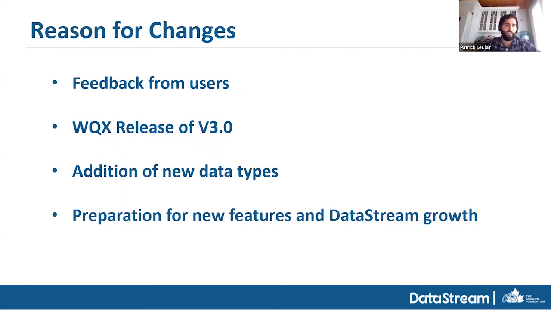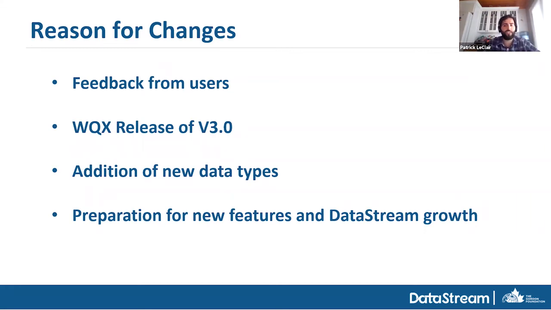The next reason is that WQX, which is the data model that we base DataStream off from the United States Environmental Protection Agency, released a new version, 3.0. So they also had a big breaking change. And so we implemented some of those changes into DataStream, and we wanted then to have our own schema jump up a stage to keep pace with them. We also made a large change by adding some new data types. We'll talk about what exactly those are here in a bit, but that's a big deal as well, and we wanted to make people aware of that. And we're also preparing for some new features and some DataStream growth.